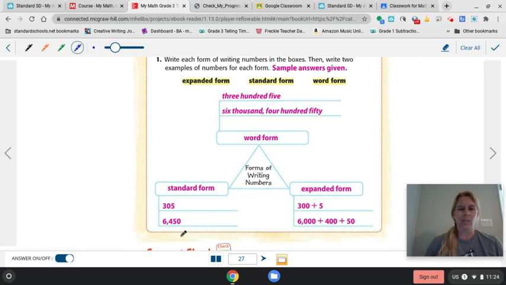Then they also did 6,450. That is the standard form because that's how you see the digits. Then they wrote it in word form just like it reads: 6,000, and the comma always goes after the 1,000, 450. Then expanded form, you have 6,000 plus 400 plus 50. And there's no ones, so you leave that.